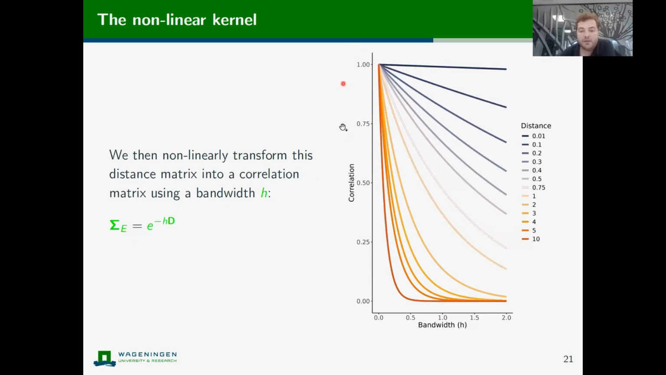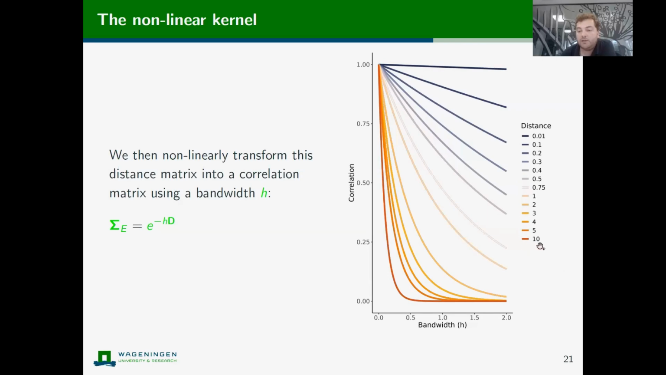And just to see the effect of these bandwidths, we've got a graph here with on the y-axis the correlation that we end up with in our final matrix. On the x-axis, we have the bandwidth, which is strictly positive, so from 0 to infinity. And in the different colors, we have the different squared Euclidean distances between, let's say, a pair of environments. So what you see is if this distance is small, that means that the environments are very similar. So for any bandwidth value, we end up with a correlation that's close to 1.